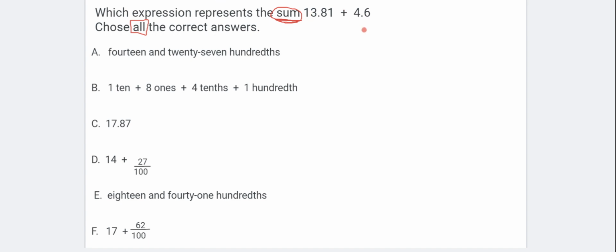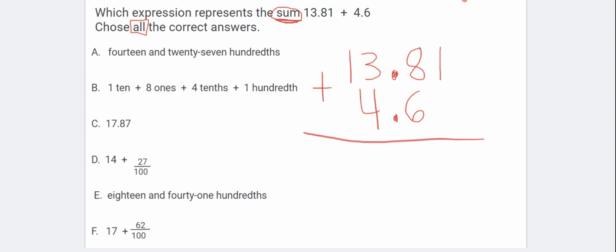So I notice I have 13.81, and I'm always going to start by lining up my decimal points. That's the most important thing. So I'm lining up my decimals straight on top of each other. So I have 13 and 81 hundredths, and I have 4.6. And I'm going to add them together. Now, what can I put in this empty spot here? That's right, I can put a 0.